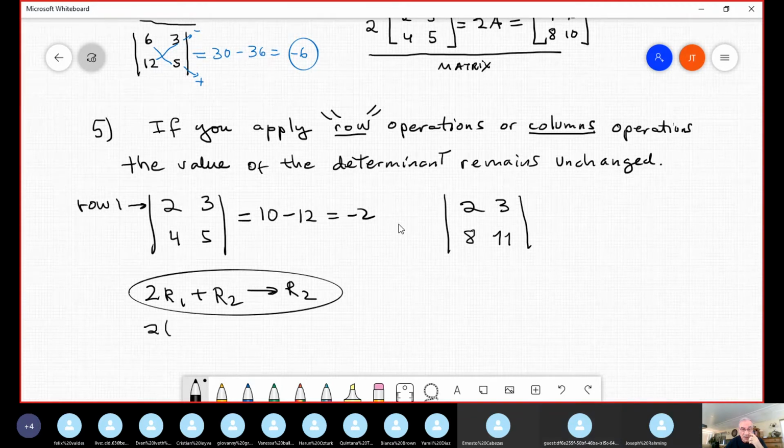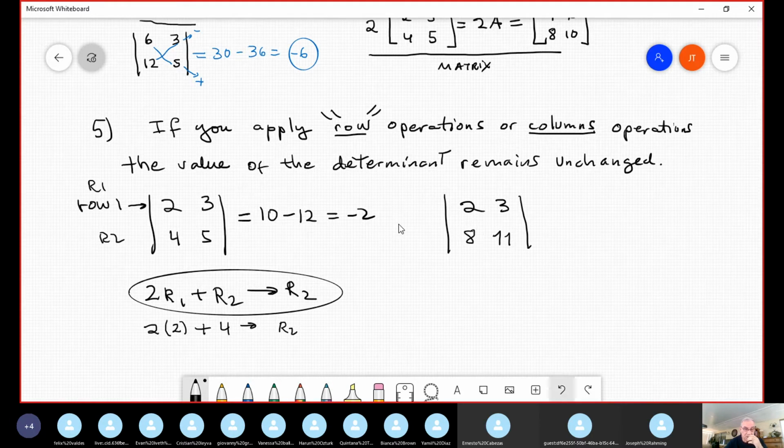2 times 2, because of row 1. Row 1 plus row 2, the corresponding entry in the same column, no? It is stored in row 2. 2 times 2 is 4, and 4 plus 4 is 8. This is where this 8 comes from.